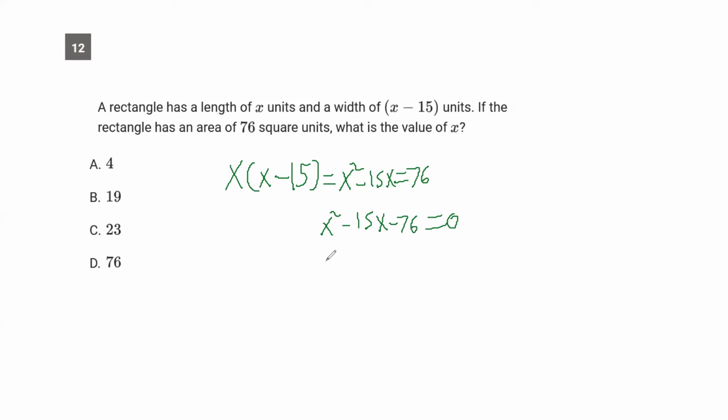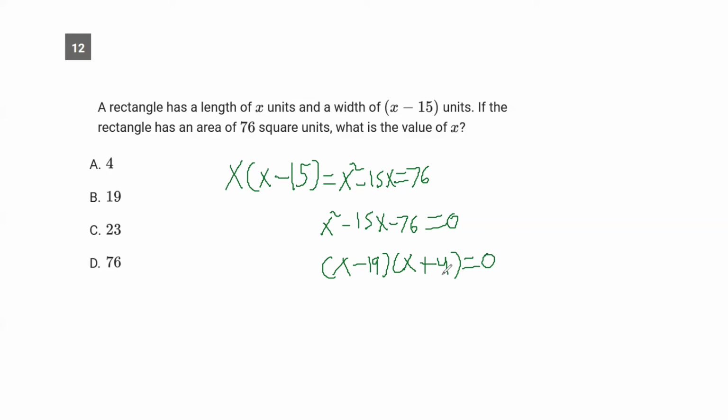Okay, so 76 has factors of 76 and 1, 38 and 2, and 19 and 4. 19 and 4 luckily has a difference of 15. Here the negative number is going to be the bigger one because it's a negative 15. So we have (x minus 19)(x plus 4) equals 0.